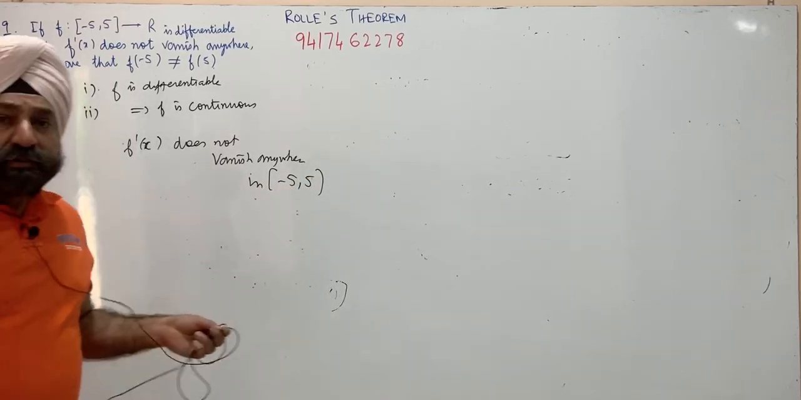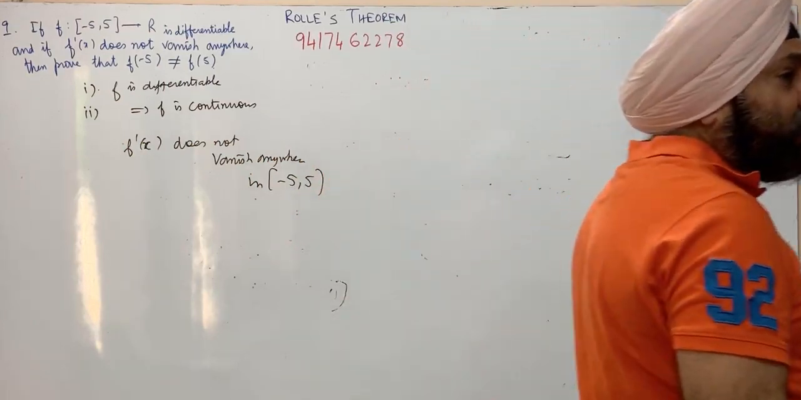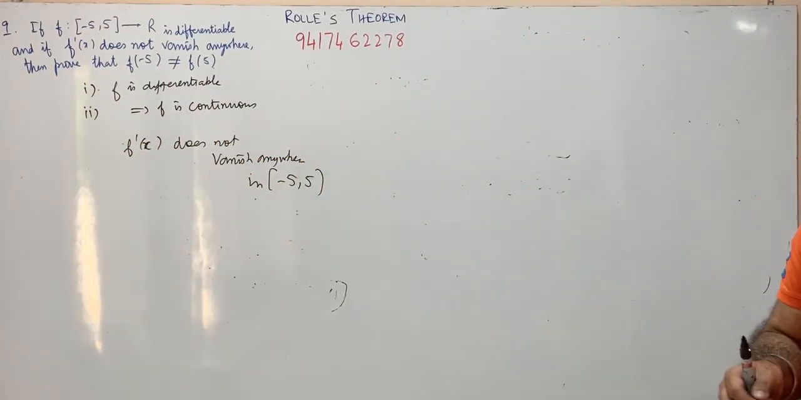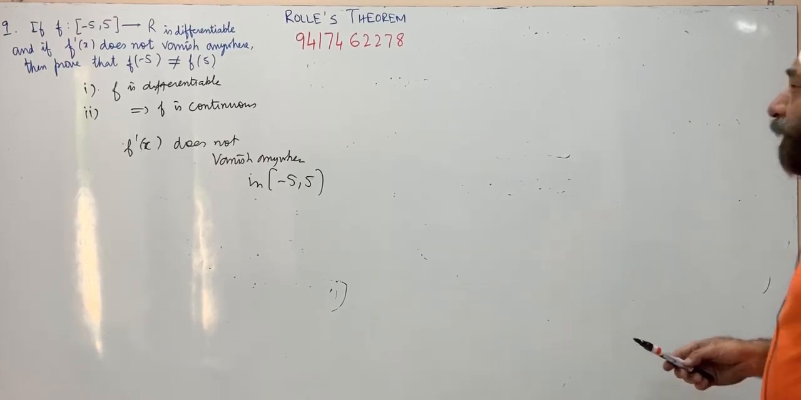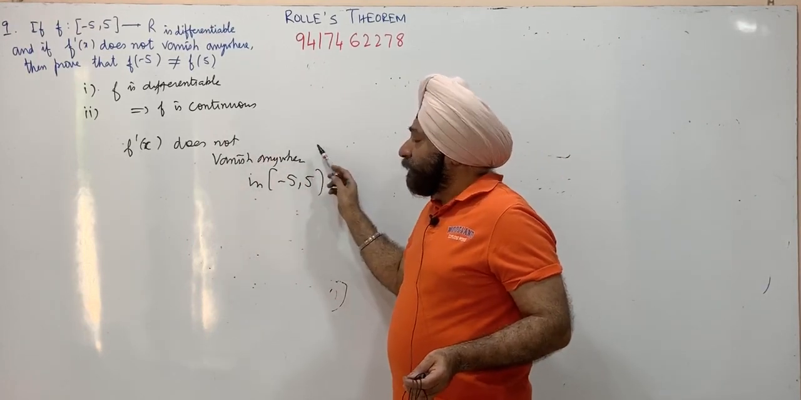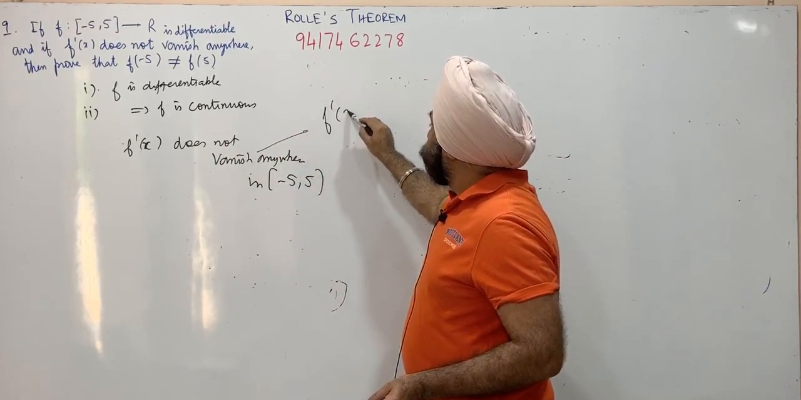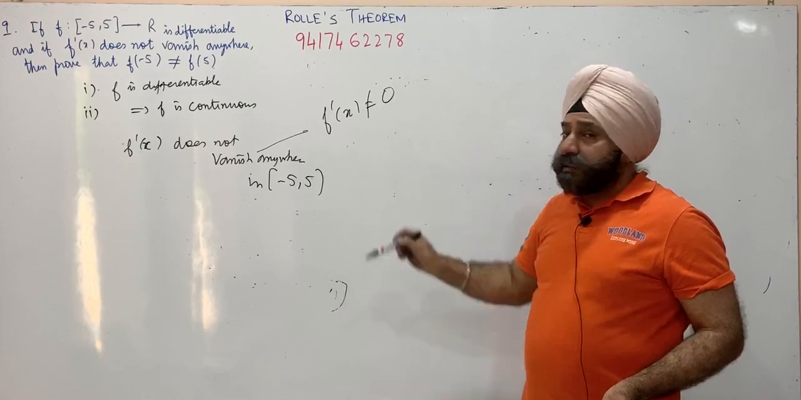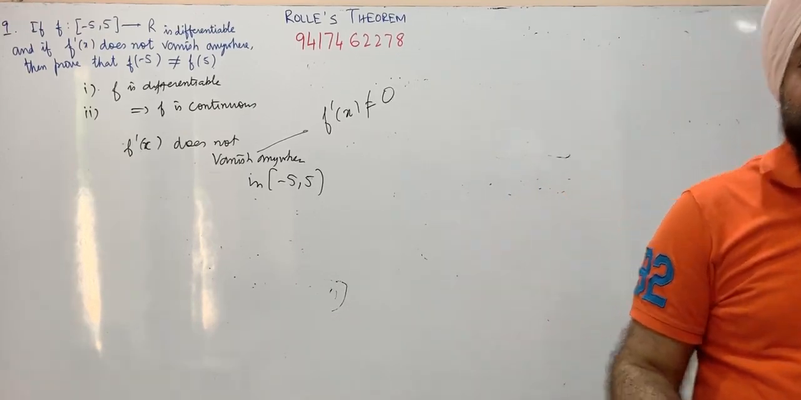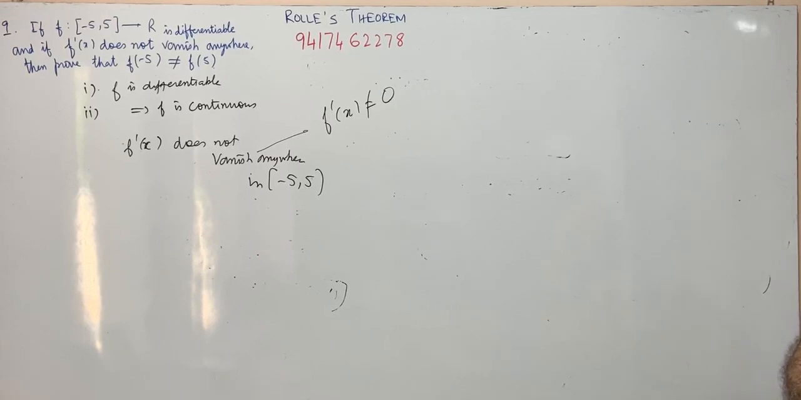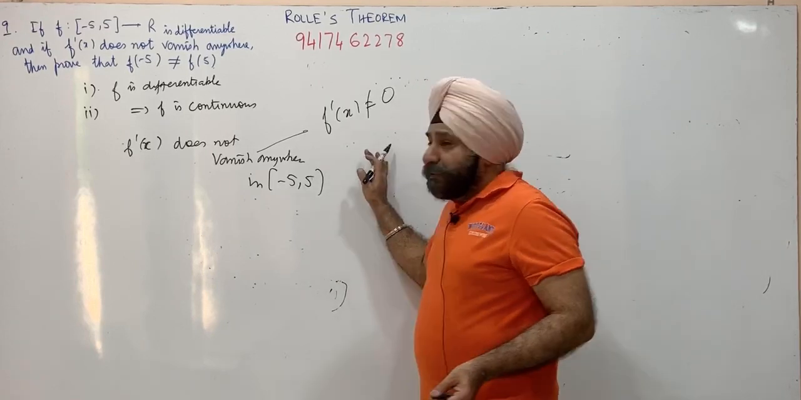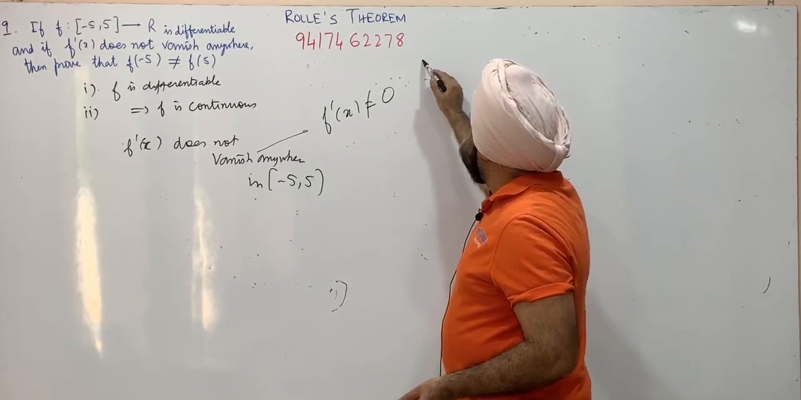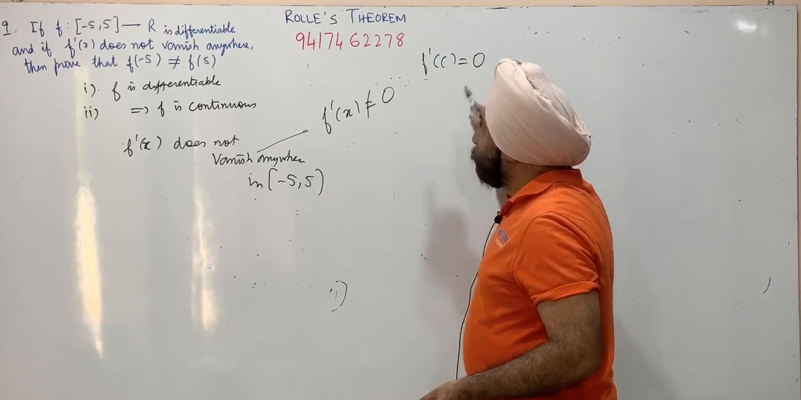What is the result of Rolle's theorem? Rolle's theorem says that if a function satisfies three conditions of Rolle's theorem, then derivative of function should be 0. F dash of c should be 0. But here f dash of x does not vanish anywhere. Vanish means that f dash of x is 0. Does not vanish means that this is not equal to 0. So this means that there is no point in the interval from -5 to +5 where derivative of function is 0. But according to Rolle's theorem, there must be such point, at least one such point where f dash of c is equal to 0.